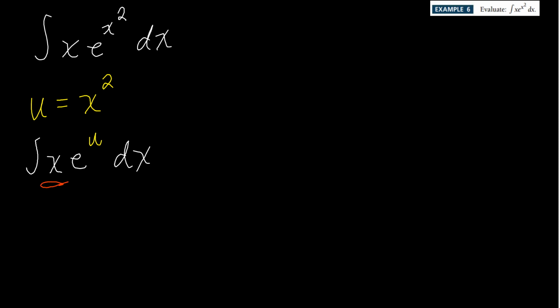I have an x and I have a dx that I need to get rid of. So let's go up here and take the derivative of u. So we're going to have du, and that's going to be equal to 2x dx. And so we have run into our first problem that is different from before. So now we can't just make a very convenient substitution.